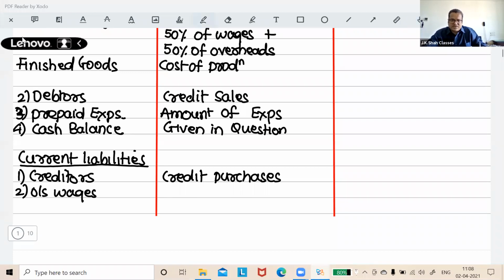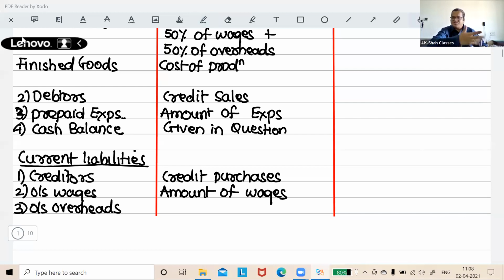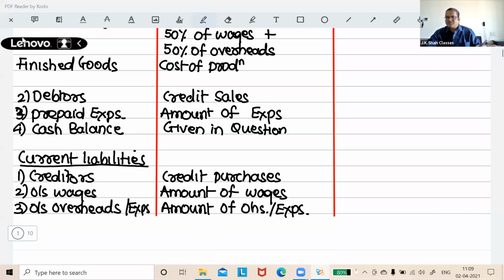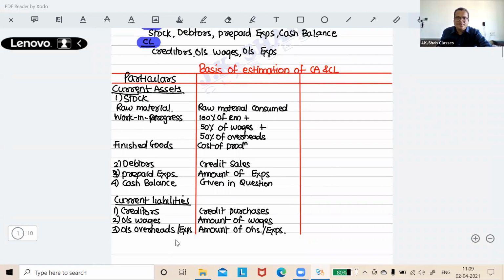Then outstanding wages, yes, it will again depend upon the amount of wages, and outstanding overheads. Again, any expenditure for that matter will depend upon the amount of overheads or expenses. Right, friends? I hope this estimation part is understood by you guys.